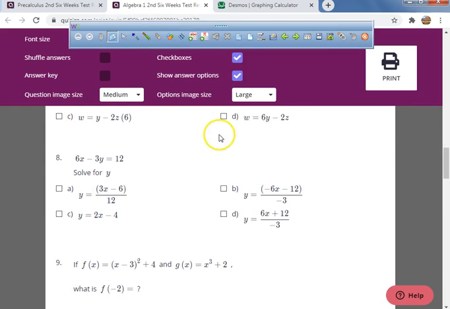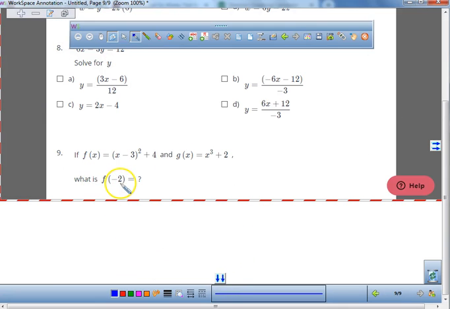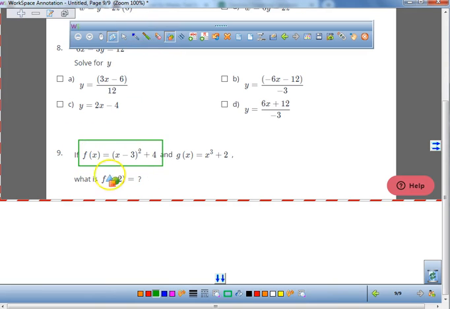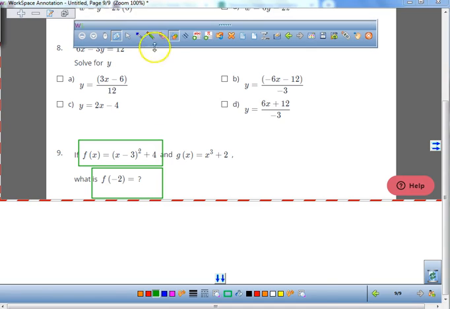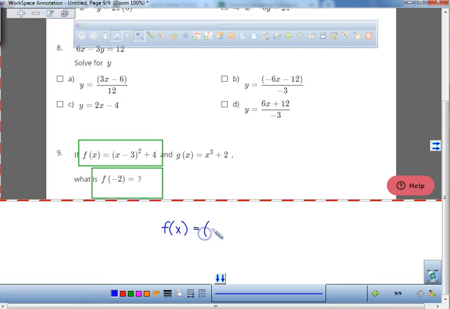Oh, here we go, guys. Here's an easy question. You guys ready? This one says, what is f of negative 2? Can you please put this in your journal and this in your journal. That's all I want you to put in your journal. I'm going to pause it. I'm going to write this down with you real quick. We'll put f of x equals (x minus 3) squared plus 4. And then I'm going to say, what is f of negative 2?